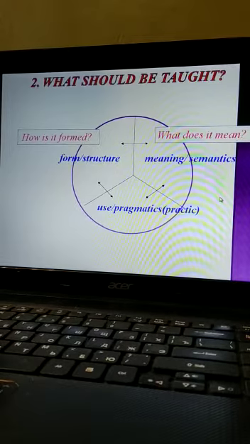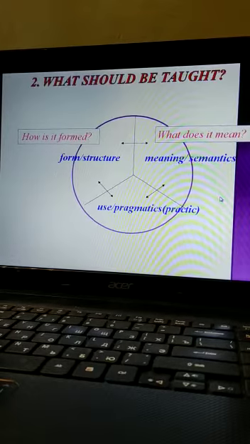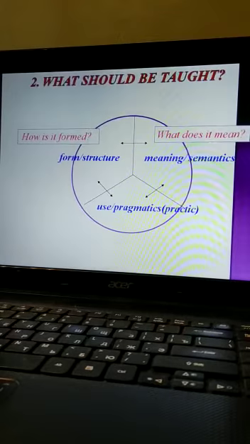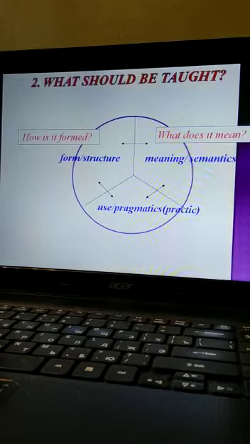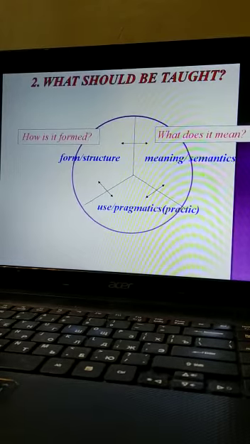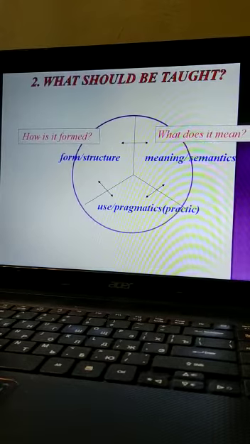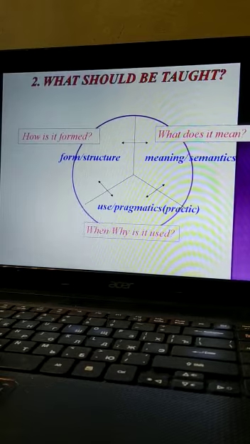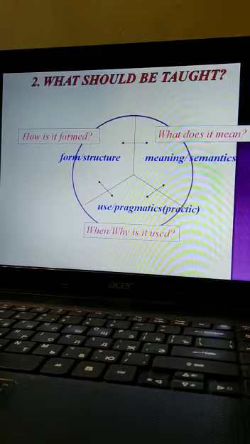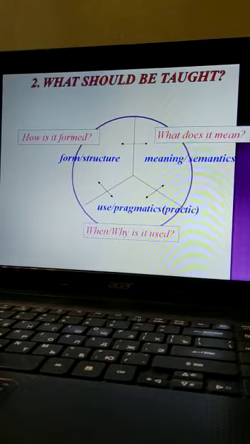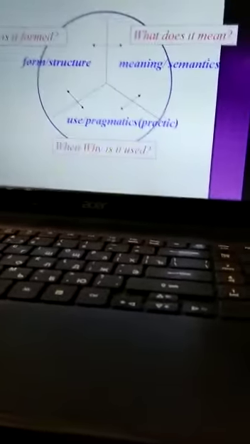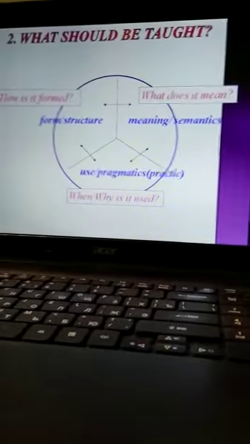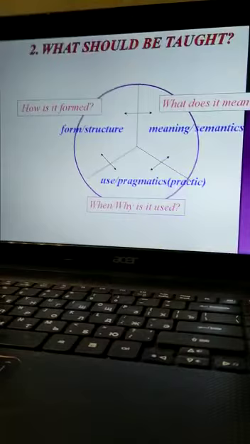Form, structure: how should the lesson be formed, organized? Meaning and semantics: what does it mean? What are you going to teach, and in what way? And use: when and why is it used? This use, pragmatic practice, means applying the material which you have learned in use. Okay.